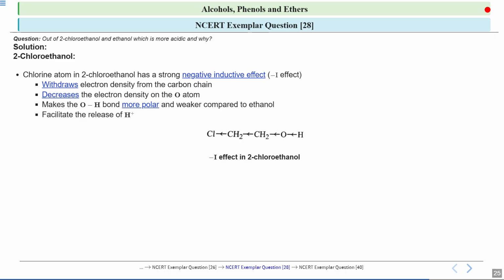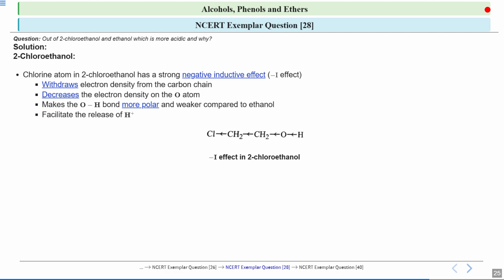Now if you look at this figure, this is 2-chloroethanol, where on the second carbon the chlorine group is attached. This chlorine has a minus I effect, so it will withdraw the electron density from this carbon, which will further withdraw the electron density from this carbon, and this carbon will withdraw the electron density from this oxygen. So the electron density on this oxygen is decreasing. What will it do? It will take the shared pair of electrons from this hydrogen, because now this oxygen is hungry, as the chlorine is taking away its electron density.